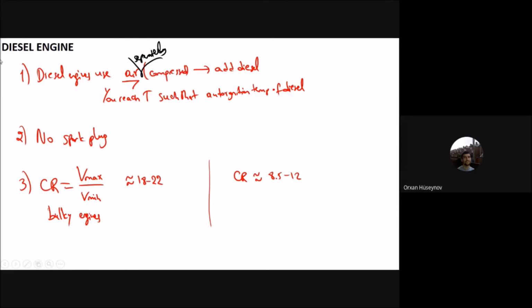And therefore, the diesel engines are called CI engines. CI means compression ignition. The ignition happens by compression. Petrol engines are called SI engines, which means spark ignition. These are the main important differences between diesel and petrol engines.